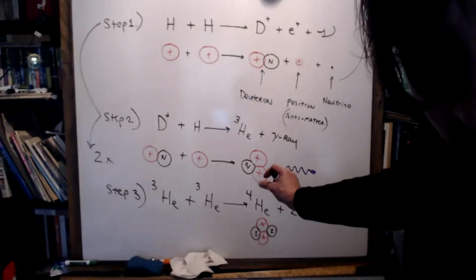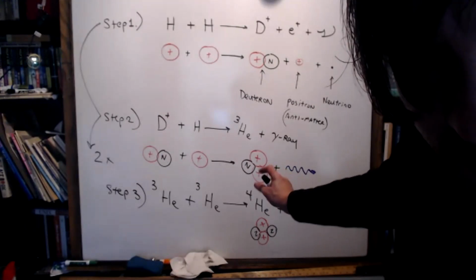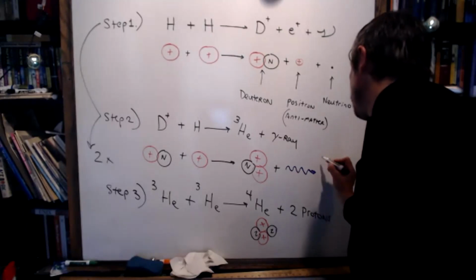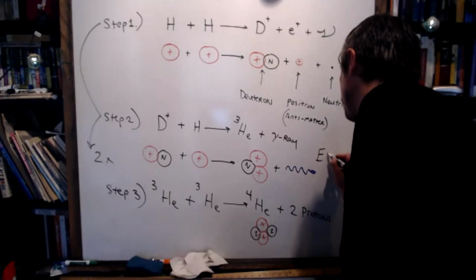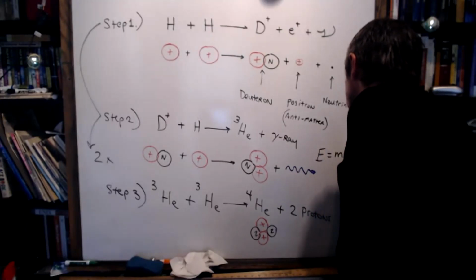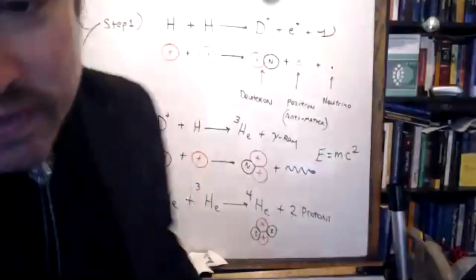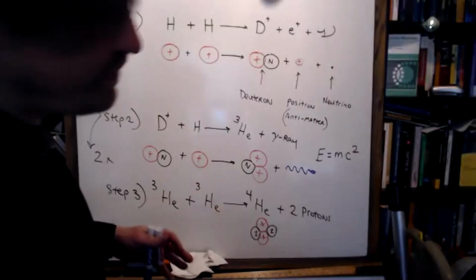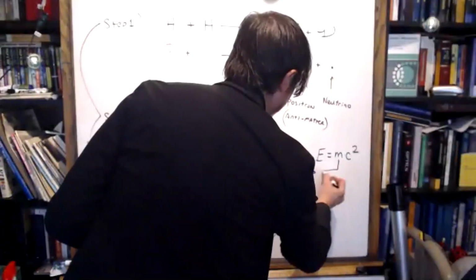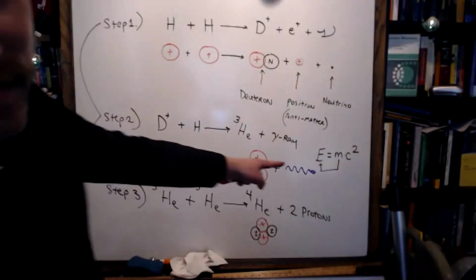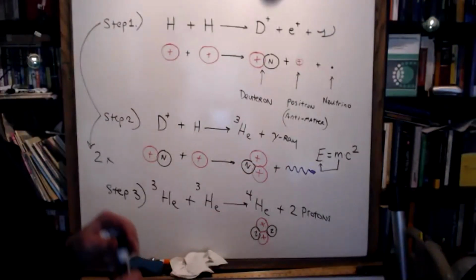And some of the tiny mass that was associated with the protons actually gets converted into light by Einstein's famous formula, energy equals mass times the speed of light squared. That's what's happening during the process of fusion. You're taking mass and you're taking a tiny bit of that mass and converting it into energy in the form of gamma rays.